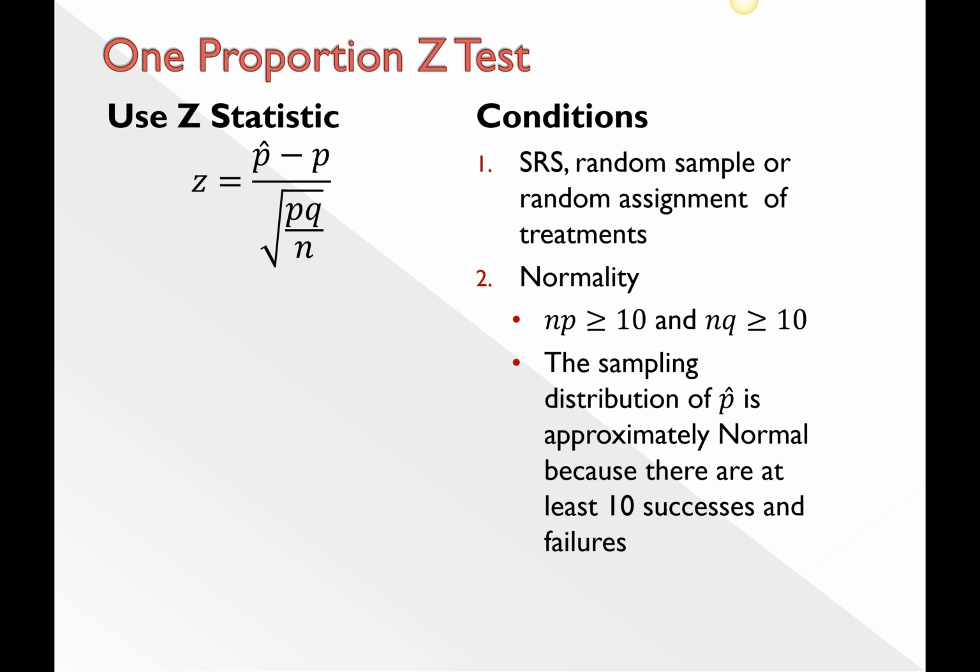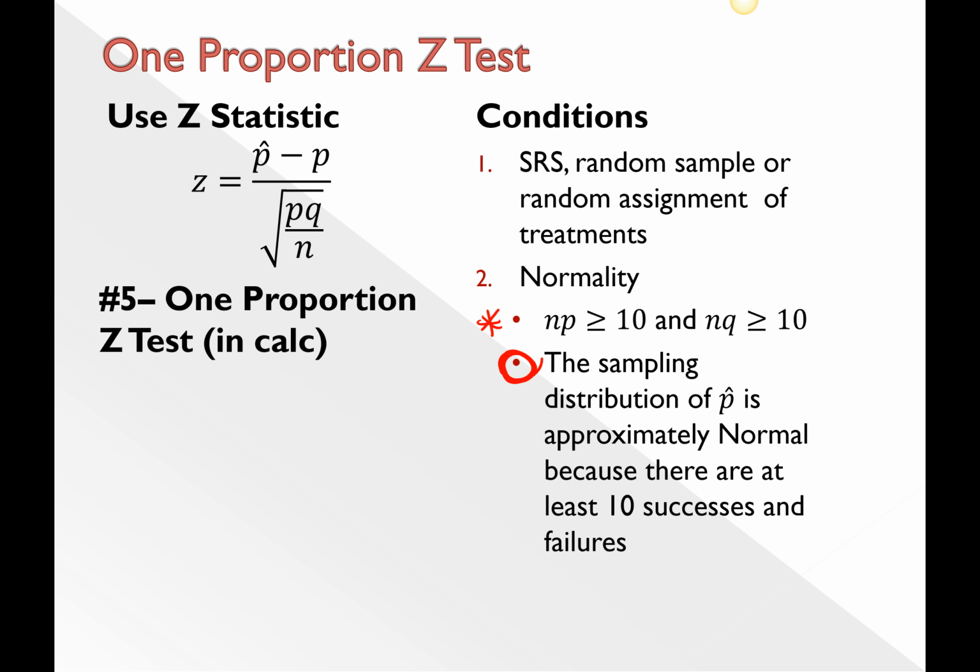Normality needs to be met. Remember that we check that np and nq are both greater than or equal to 10. We do need to follow this up with the statement about the sampling distribution. This was lacking on a lot of their tests when we did the 1 proportion z interval, and I would like to see that improve. So once we meet the conditions, np and nq greater than or equal to 10, we talk about the sampling distribution of p hat being approximately normal due to there being at least 10 successes and 10 failures, okay?